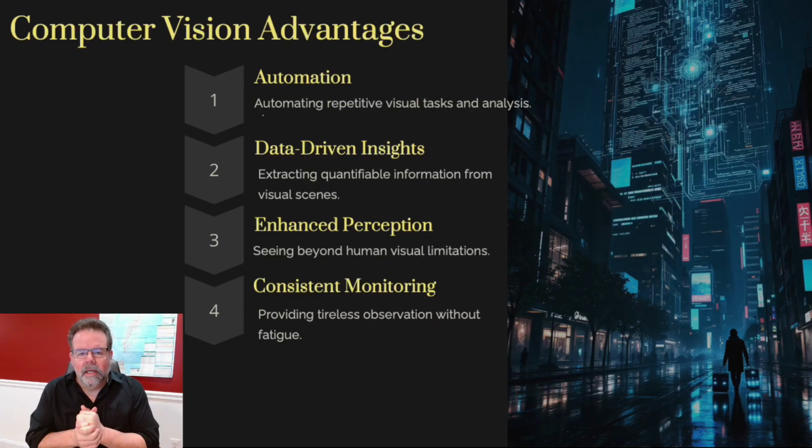So it comes down to enhanced perception, and that means systems like computer vision can see beyond the visual limitations, detecting infrared light, analyzing microscopic details, processing satellite imagery. Consistent monitoring provides tireless observation without fatigue, perfect for security applications, long-term visual analysis. Computer vision will become a common complement to our own human vision and understanding, our ability to comprehend the visual world around us.